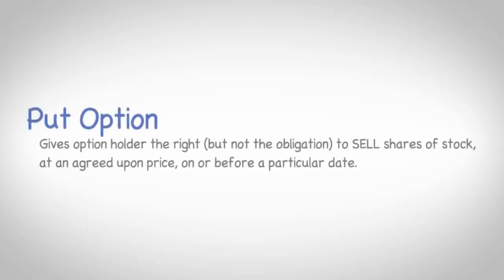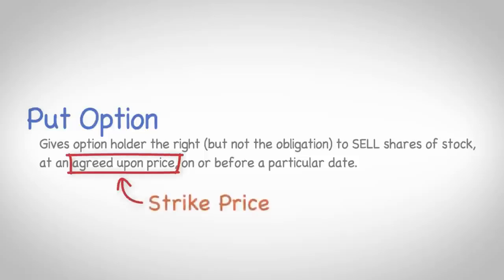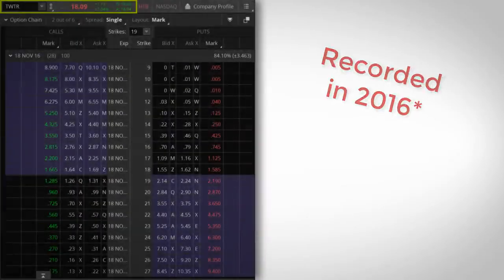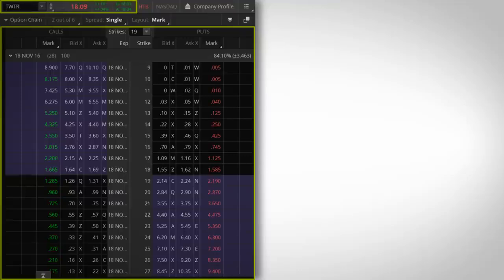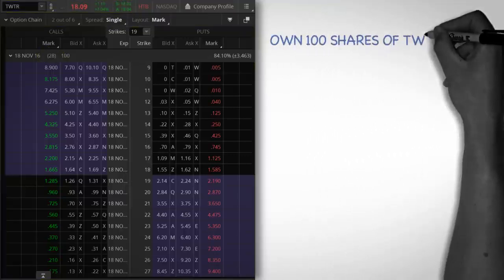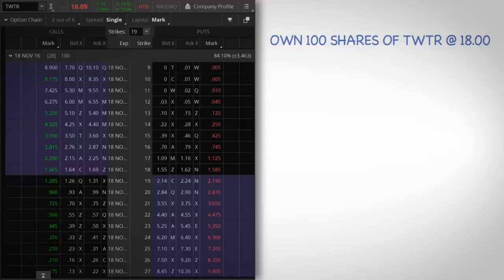Buying a put option gives you the right to sell stock at an agreed upon price on or before a particular date. And of course, the agreed upon price is determined by the strike price. Right now, you can see Twitter stock and its options that expire in 28 days. Let's say you own 100 shares of Twitter stock at $18 per share.